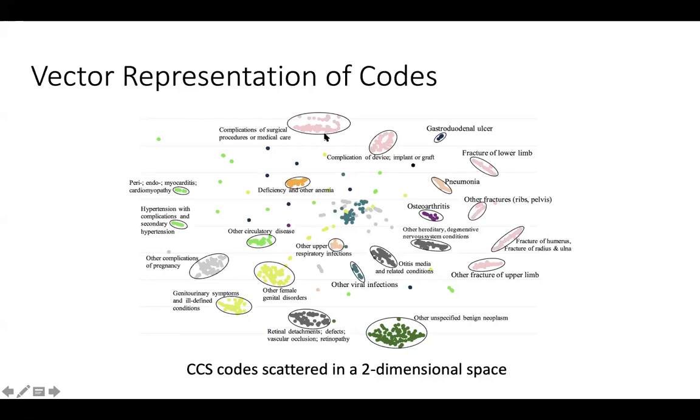So you can see, even though the pink ones are all injury and poisoning, the ones that form a cluster are coherent subcategories. They're coherent clusters that fall under the same subcategories. All the pink ones here are related to complication of devices and implant and graft. All the features are about, you know, here is the broken leg, here is the broken arm, and this one is where something else is broken.